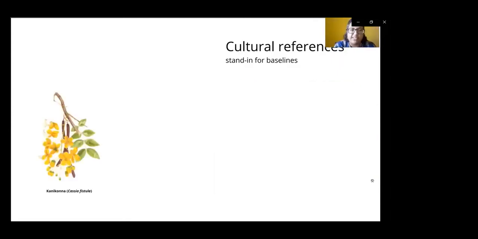And for one particular species, which is Cassia fistula or Kanikonna, we had enough information to actually compare a cultural baseline against contemporary phenology. Cassia fistula is a very culturally beloved tree in the southern state of Kerala and is associated with the Kerala New Year, which typically falls between the 13th and 15th of April every year.